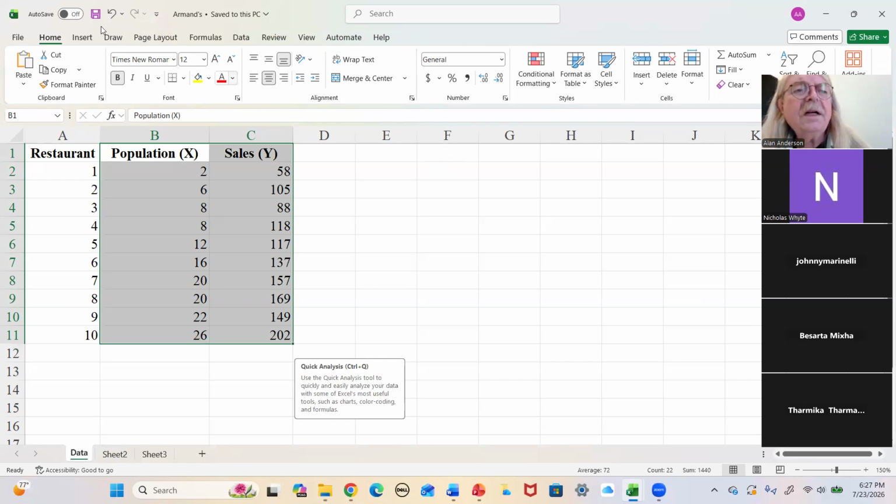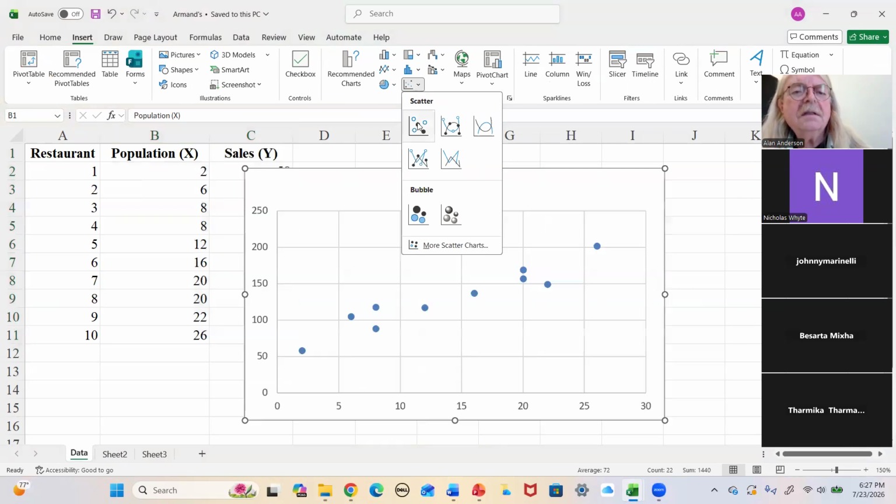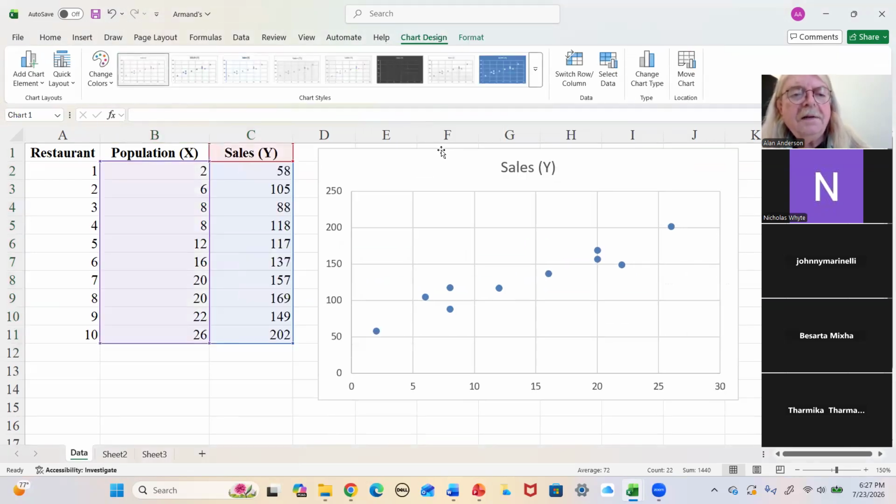So we'll try it as we can go Insert, Charts, Scatter. And you can see that it worked because you can see that 250 there. Clearly, those are the cells. That is our Y variable. And down here is our X variable.